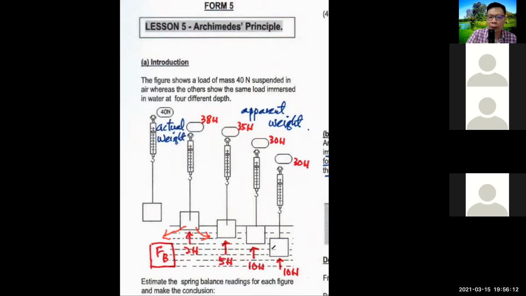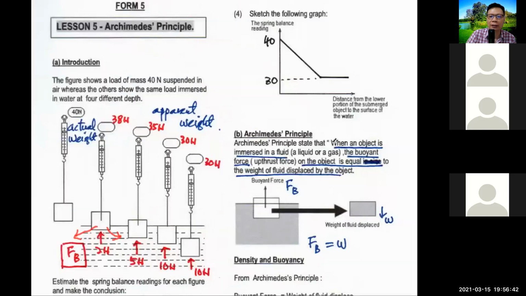Okay, in other words, class, you have to remember this important concept. Any object you submerge into the water, there will be a buoyant force trying to support the object, and this buoyant force is equal to the weight of the water displaced. Please highlight the concept here. This one, please. Archimedes Principle. Please highlight this one. This is very important.